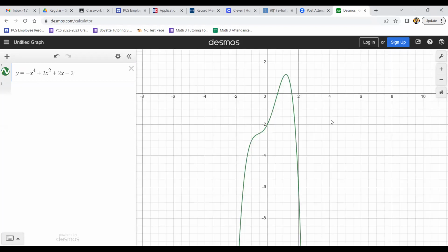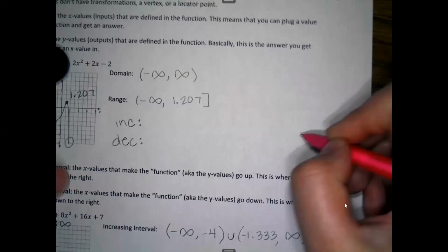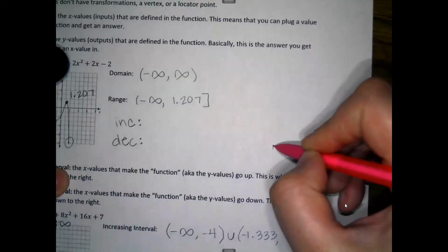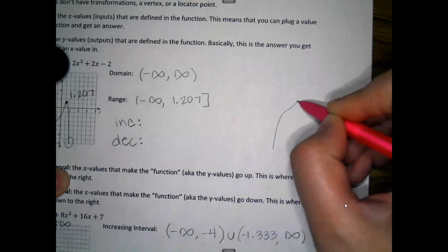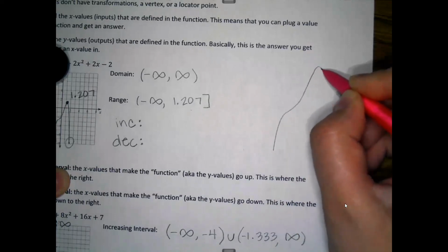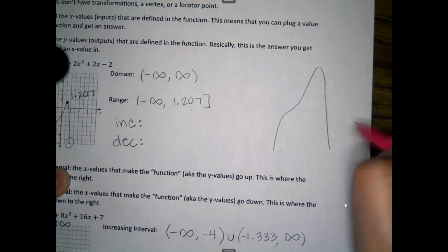All right, so I'm going to draw a little sketch like this, and I'm going to draw it off to the side in my notes. I'm going to show you guys where I'm drawing it. I'm going to draw it over here. So the graph goes up like this. Looks something like that.